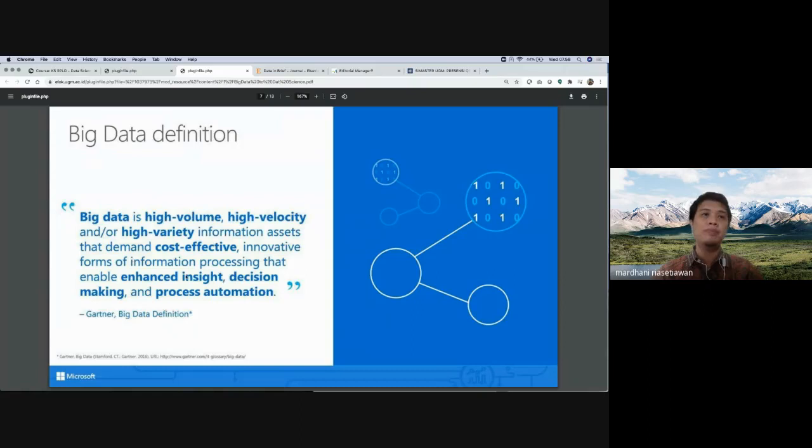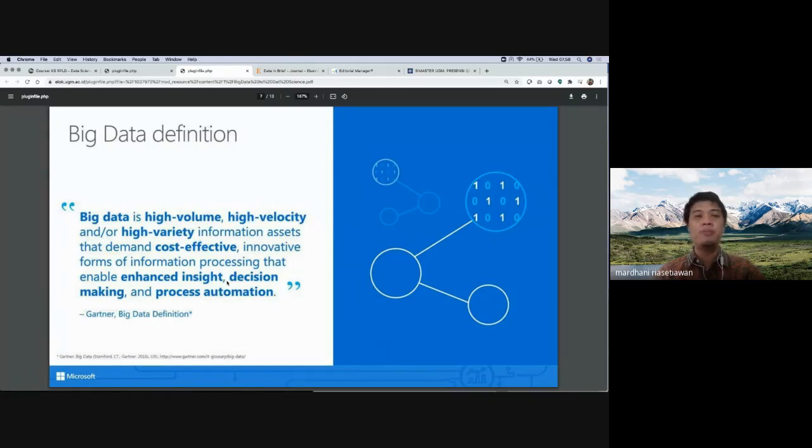And so the second is to make decision making easier, if you can, by using process automation to do that. That's why data science is very close to artificial intelligence, for example, because our result can support artificial intelligence to predict something. So that will be the important point of this definition.